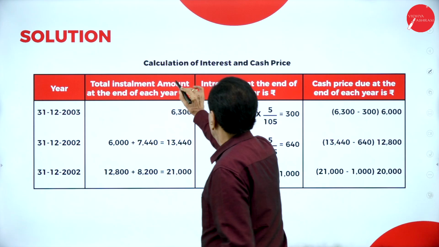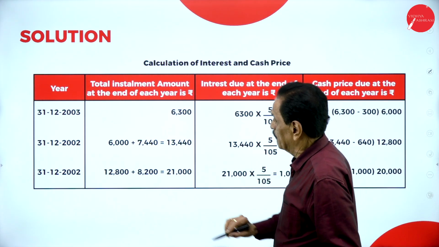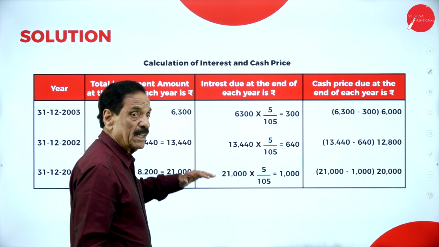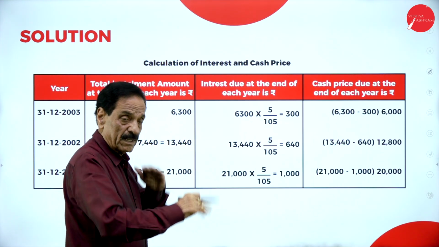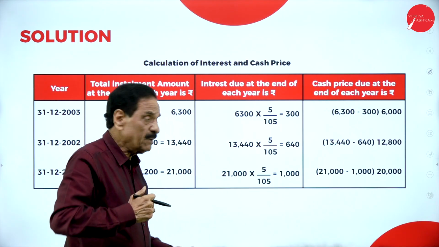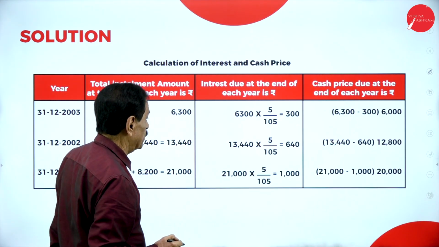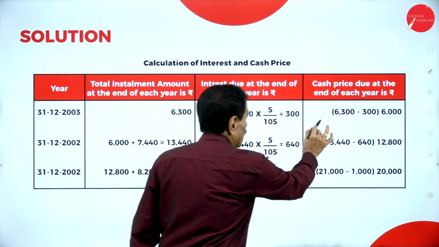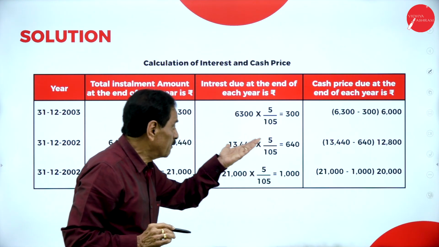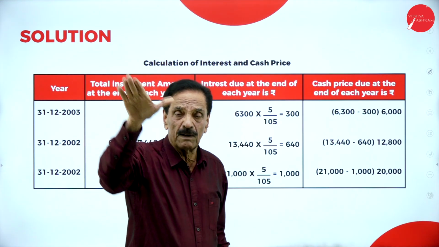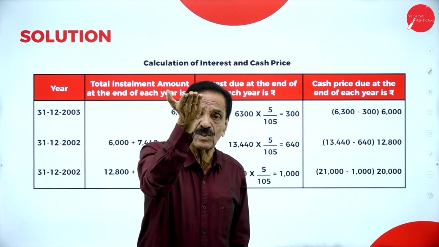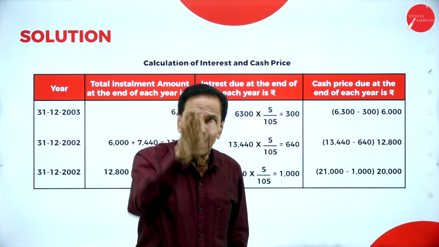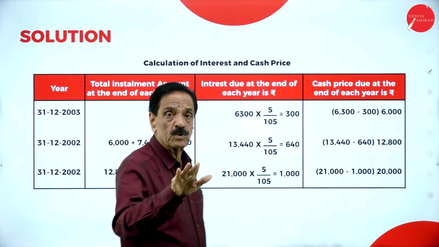We'll move on. See, calculation of interest and cash price. On 31st December, how much did he pay? 6,300. So third year, second year, first year. Reverse order: third year, second year, first year. How much did he pay in the third installment? 6,300. I told you 5 by 105, it will come 300. 6,300 minus 300 gone. What's the method now? Third installment minus interest, add second installment minus interest, add first installment minus interest, add down payment. That's a procedure.